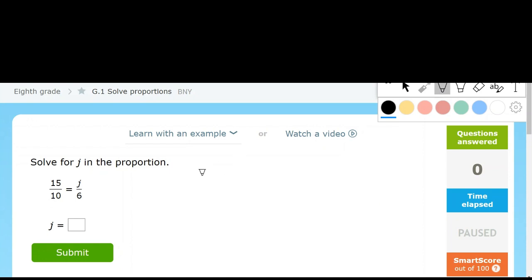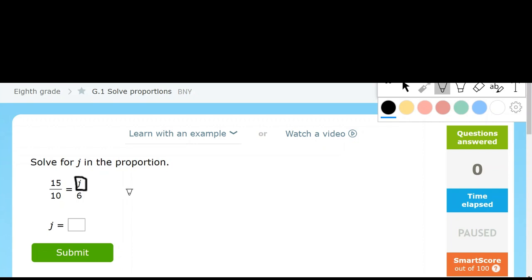Proportions also show equivalent relationships, like how one half is equivalent to two fourths, but it's also equivalent to three sixths, and so on and so forth. And sometimes you might have an unknown number in a proportion. In this case, we don't know what j is.